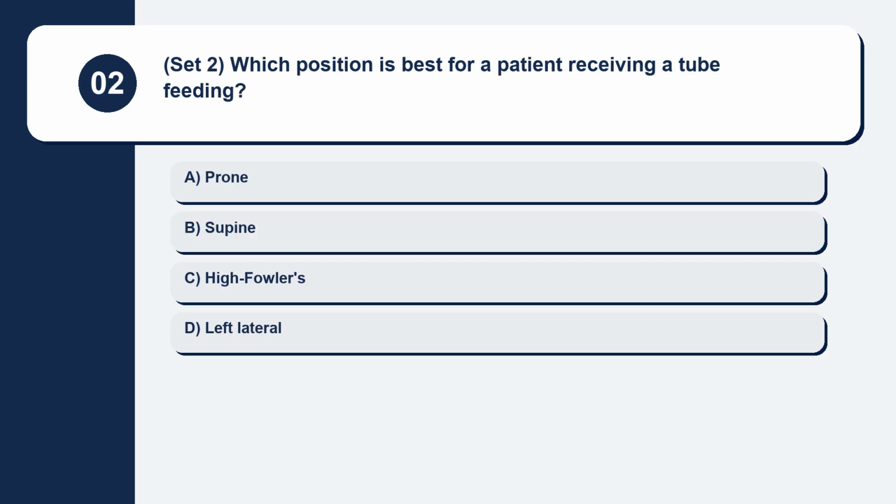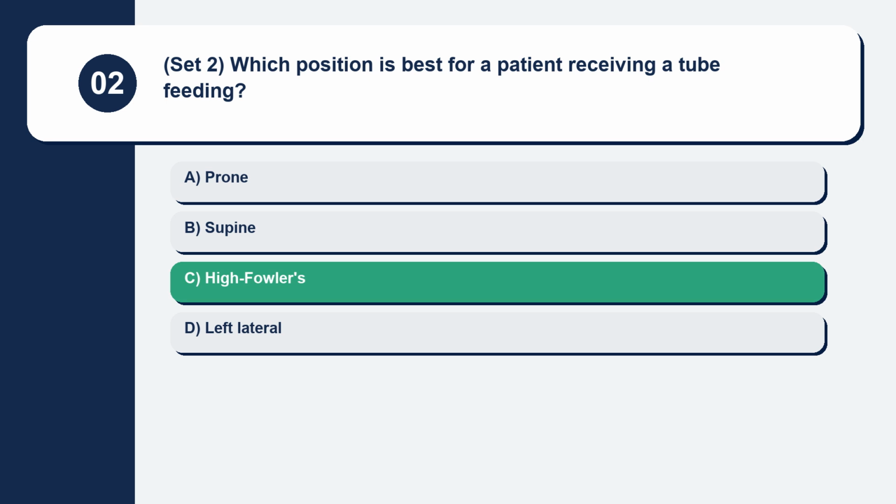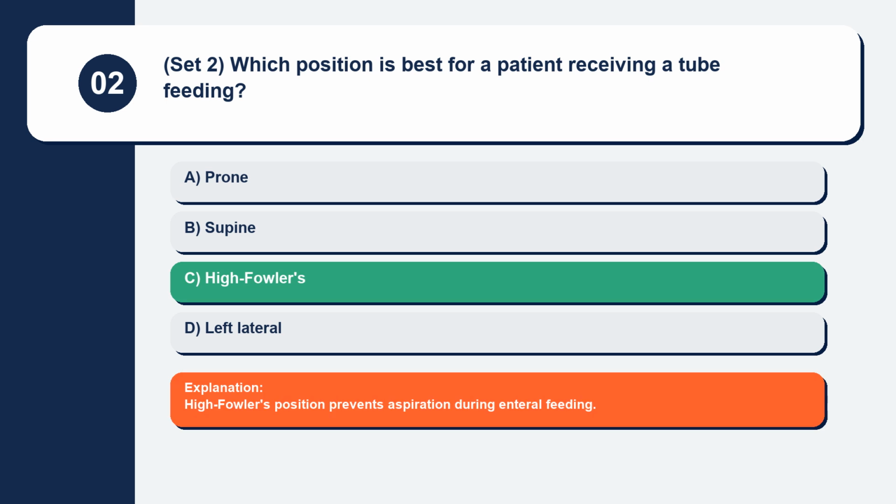Question 2. Set 2, which position is best for a patient receiving a tube feeding: prone, supine, high Fowler's, left lateral. High Fowler's position prevents aspiration during enteral feeding.